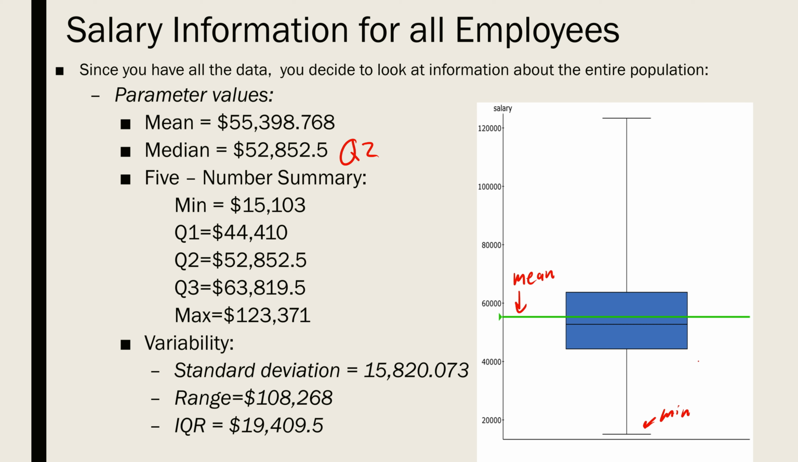This is the minimum. This is Q1. This is Q2, which equals the median, as I just said. This is Q3, and this is the maximum. Using software like StatCrunch, you can also calculate the standard deviation, range, and the interquartile range. Those are three measures of variability.